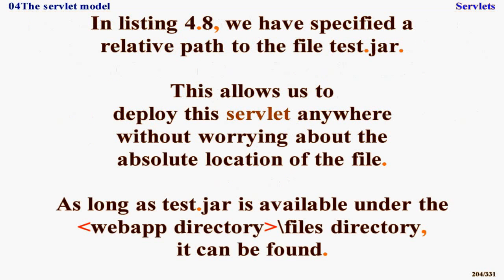In listing 4.8, we have specified a relative path to the file test.jar. This allows us to deploy this servlet anywhere without worrying about the absolute location of the file. As long as test.jar is available under the web directory's files directory, it can be found.